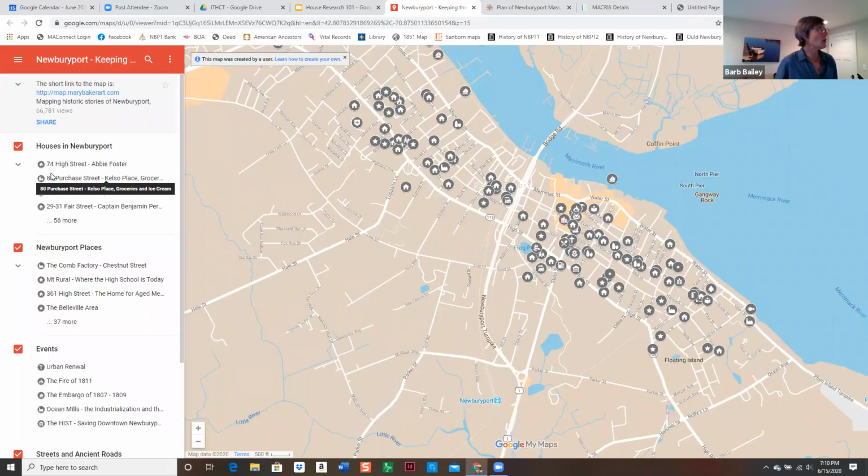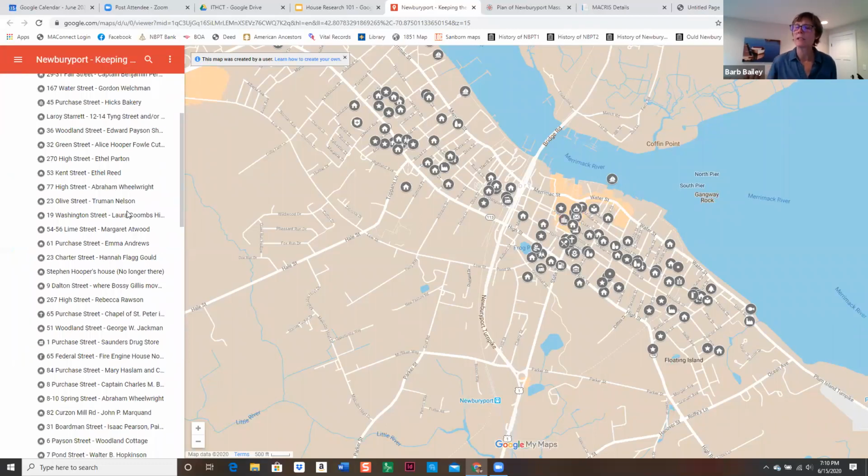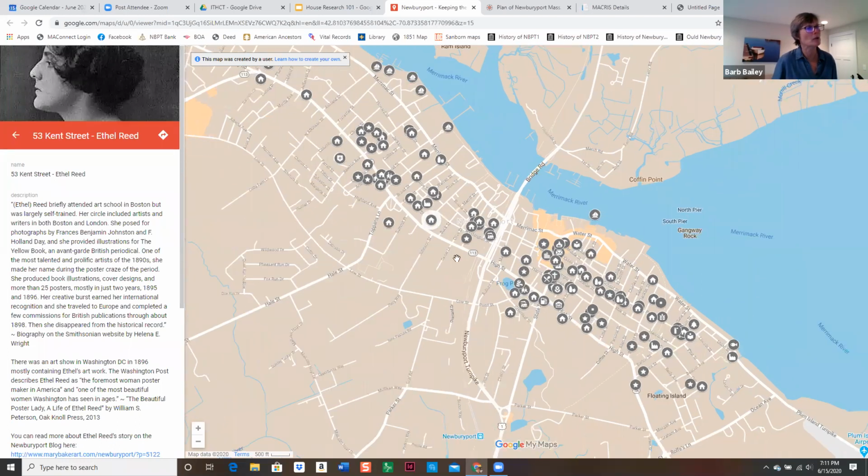And so she has all of these houses already, with some information. It may not necessarily be the complete history of the house, but she might have some interesting information, for instance, about a famous person who lived there. So this 53 Kent Street, there was a person named Ethel Reed, and you click on it and it tells you a little bit more about who Ethel Reed was. So she's getting into a little more of the personal side of some of these homes, but it's a really fascinating project and a great place to look for some information about Newburyport.